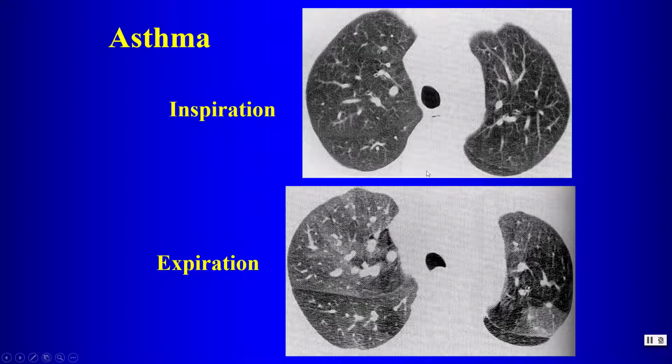So if we're looking for air trapping, it's easier to see on expiratory views. You can see that these areas of air trapping are more loosened here on the expiratory views, as the air is able to get out of the more normal regions of the lung, but not in these regions where the smaller airways are more severely obstructed.